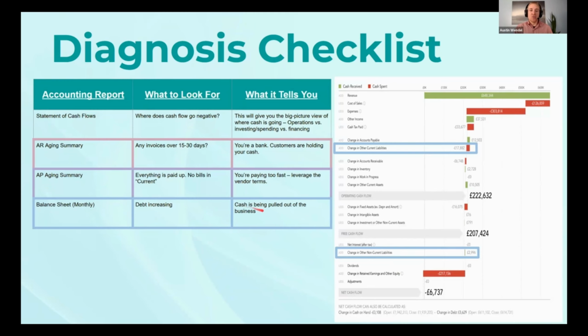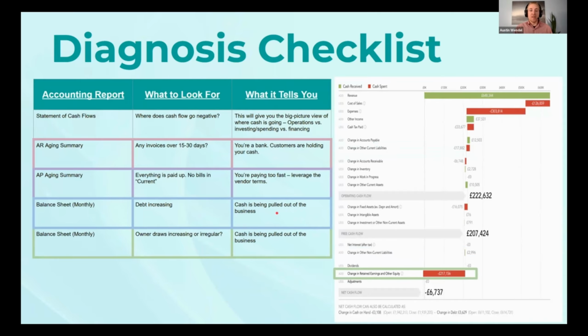And ultimately that's going to tell you, all right, cash is coming out of the business on the back end to pay for all this debt, loan principal. The fourth thing you'd want to see on this statement of cash flows is your change in retained earnings or equity. This is ultimately going to be your owner's draw. That's just the fancy accounting term for it.